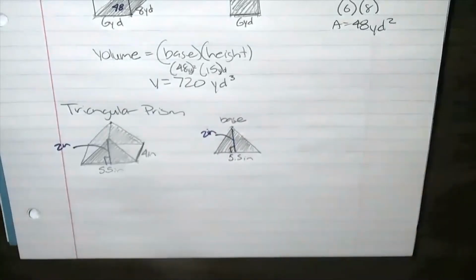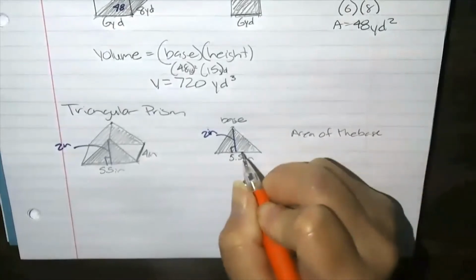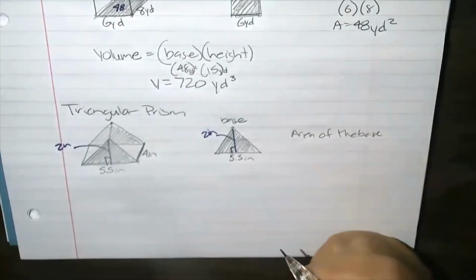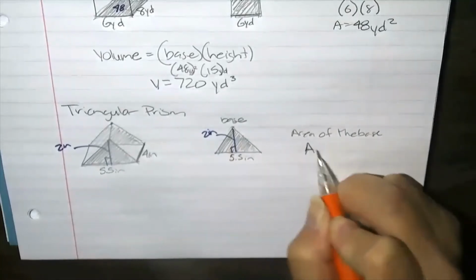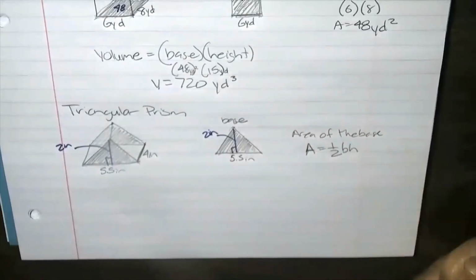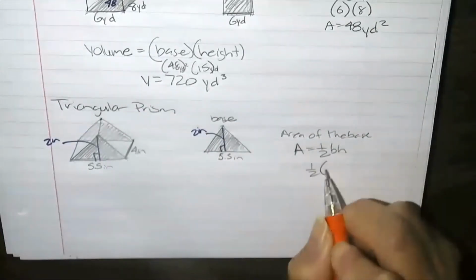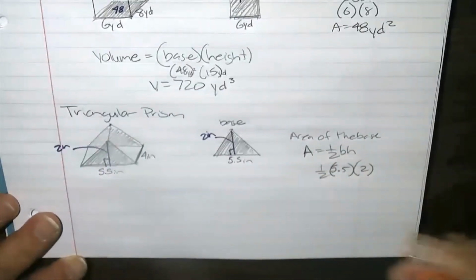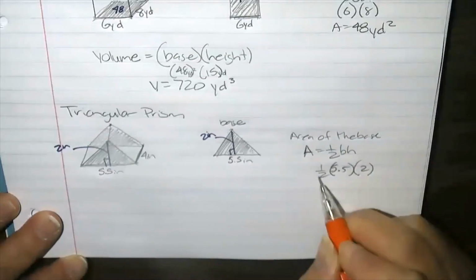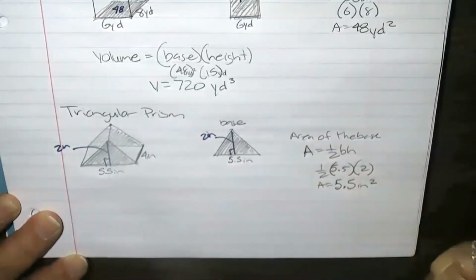So now we're having to find the area of the base, but it's a triangle, so it's not length times width. The area of a triangle is 1/2 the base times the height. So 1/2 times 5.5 times 2. So 5.5 times 2 is 11, and half of that is 5.5 inches squared.